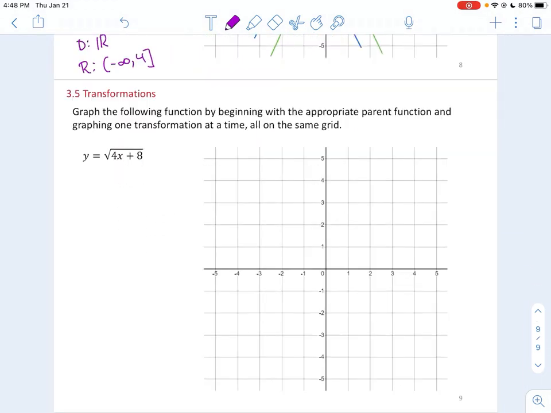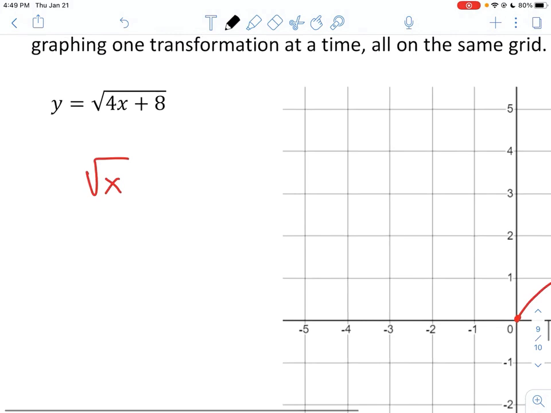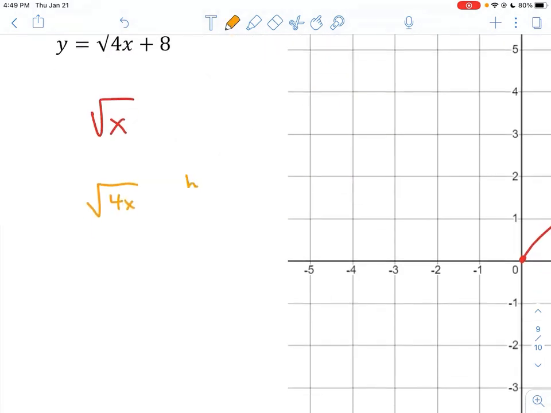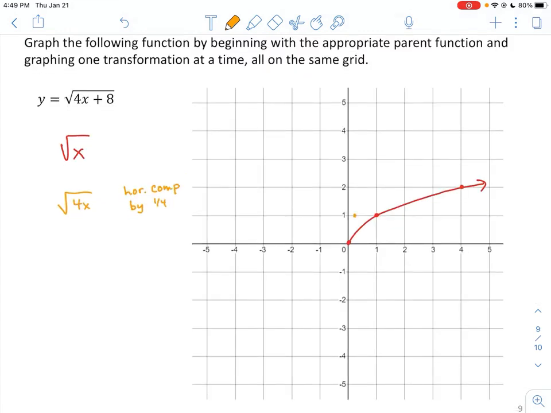Graph the following function. This one has a bit of trickiness to it because there's a coefficient of x and a plus 8 next to it, all inside the square root. Do you recognize that the square root of x is definitely our starting point? I'm going to multiply by 4 next. This is just a horizontal compression by a factor of 1/4. So we've actually already done this one.